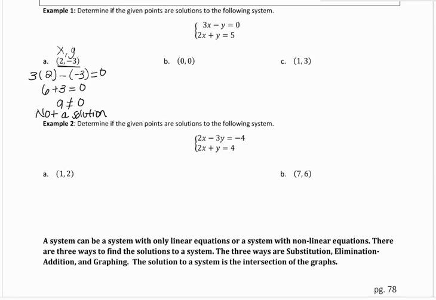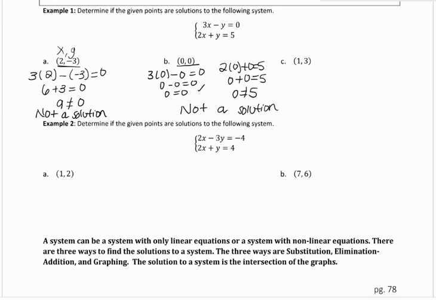Let's take a look at example B. We have 0, 0. So 3 times 0 minus 0 equals 0. 0 equals 0. Yes. So far it looks like this is a solution. So we need to plug it into our second equation. We have 2 times 0 plus 0 equals 5. 2 times 0 is 0, plus 0 equals 5. Is 0 equal to 5? No. So that means this is not a solution.